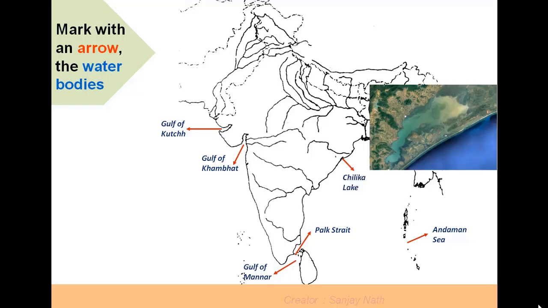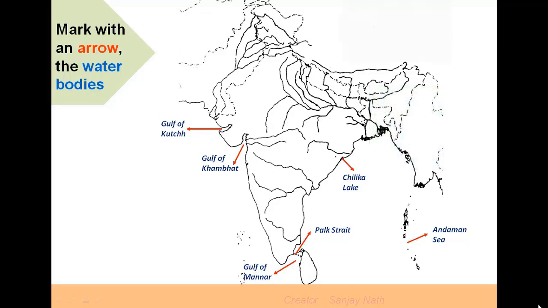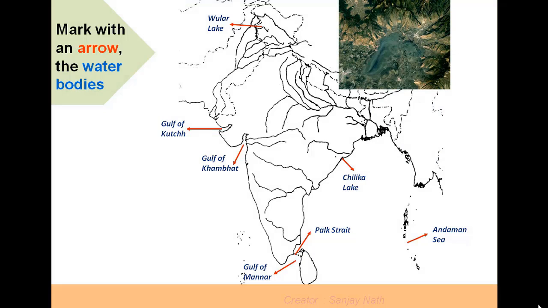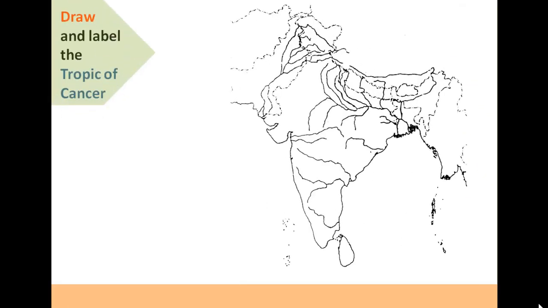Lake Chilika is a lagoon lake. It is located in Orissa. It is the largest internal saltwater lake in Asia. Lake Wular. Wular Lake is the second largest freshwater lake of Asia, situated on the foothills of the Harmukh Mountains in Jammu and Kashmir. Now we'll mark and label the Tropic of Cancer.